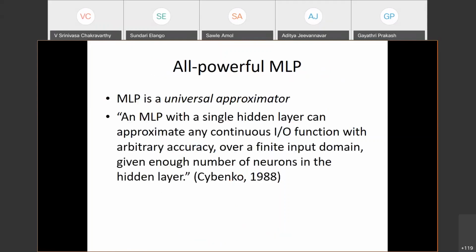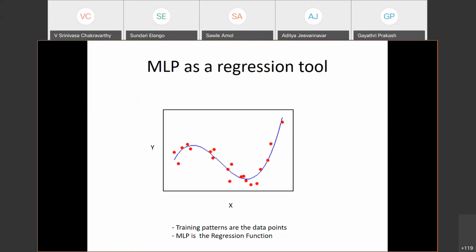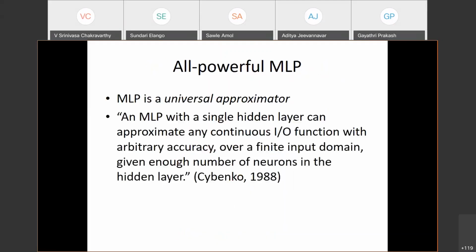Well, then it's a very complicated regression tool. It can map not just a single X and a single Y, but lots of X's and lots of Y's simultaneously using a highly nonlinear function. So MLP began to be called a universal approximator, because mathematicians have analyzed these kinds of networks and found that an MLP with a single hidden layer can approximate any continuous input-output function with arbitrary accuracy. Whatever accuracy you want, it will give you that, for a finite input domain, as long as your input domain is finite, given enough number of neurons in the hidden layer.